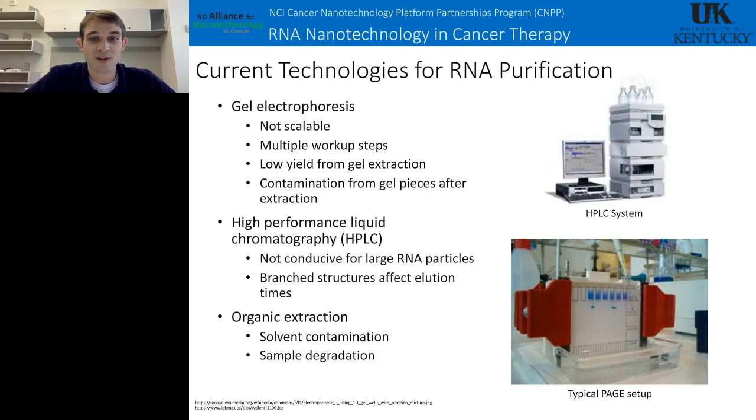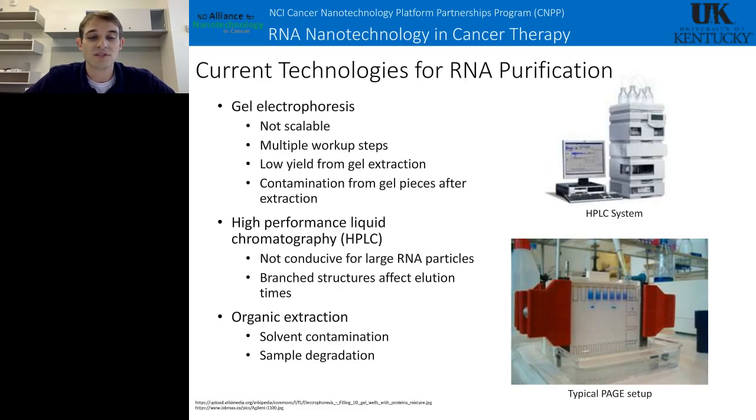For example, they're not very scalable. If you want to do a very large-scale transcription, in most cases you just have to increase the number of gels you run, so that's just more work and more time. And then there are also multiple workup steps. You have to cut the gel out, cut up the gel pieces, and do an elution step. A lot of times the elution from the gel is not great. So the yield from transcription may be good, but the yield you get from your PAGE gels is not very good.